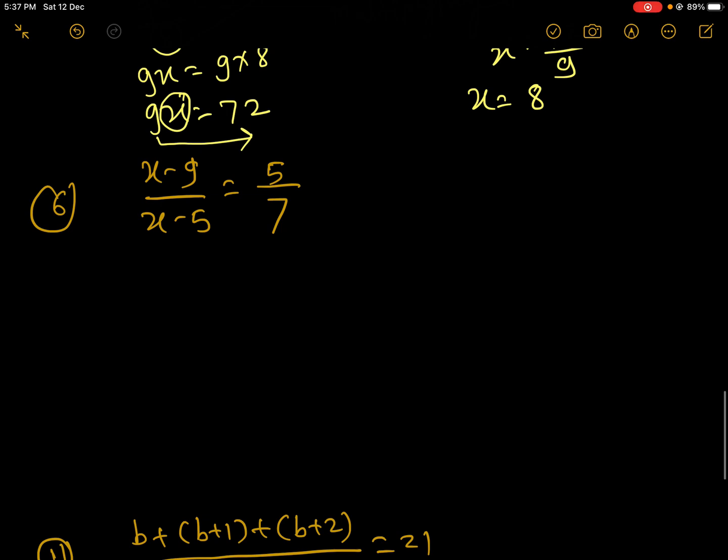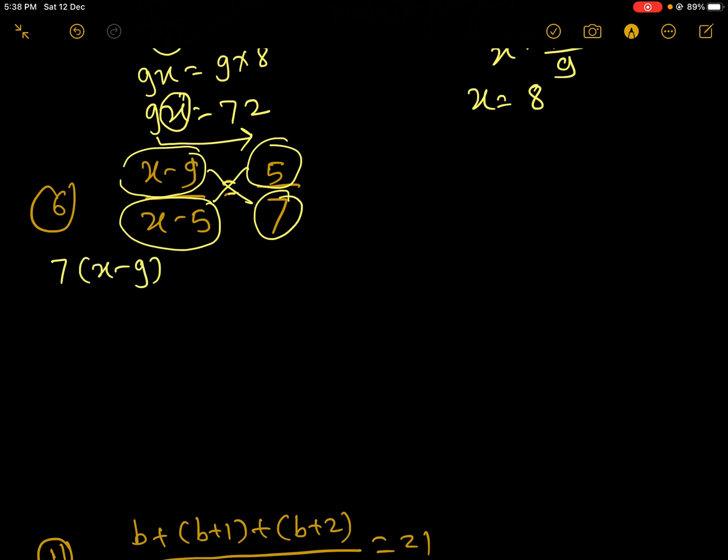Then see such a type of example. Here on both sides there are fraction terms. It is the numerator, it is the denominator, it is the numerator, it is the denominator. First we take the cross multiplication. 7 into x minus 9 equal to 5 into x minus 5.